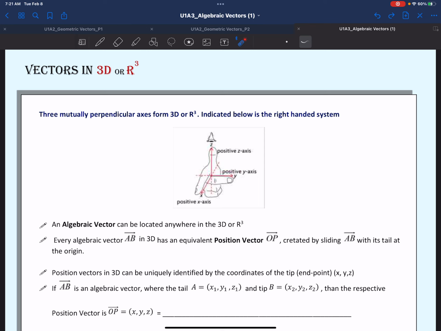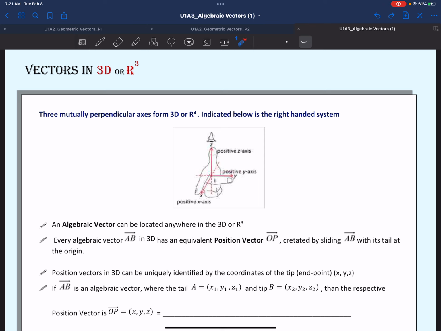Remember that a 3D system is three mutually perpendicular axes, which make 3D or R3. And it is indicated by what we call the right-handed system. So as you can see here, the picture of the hand has the thumb pointing upwards. This will represent the positive z-axis. The pointer is representing the positive x-axis, and the middle finger here, positioned this way, will indicate the positive y-axis.